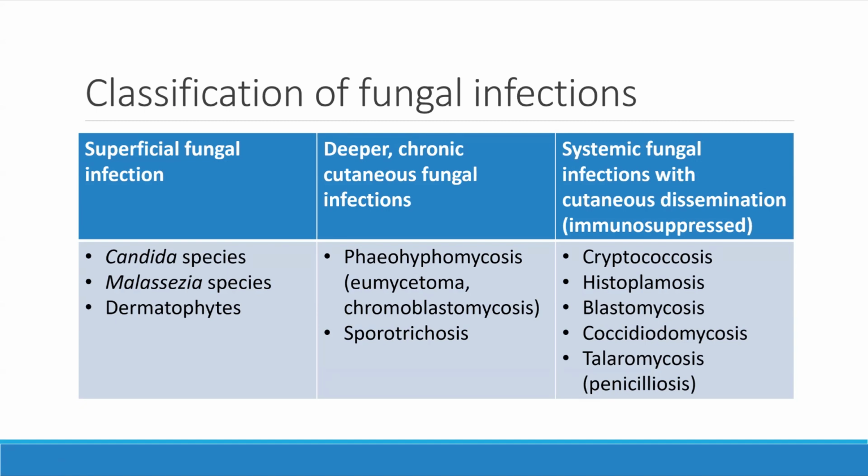Second category is deeper chronic cutaneous fungal infections such as phaeohyphomycosis, example eumycetoma or chromoblastomycosis, as well as sporotrichosis. And lastly, the third category is systemic fungal infections with cutaneous dissemination, and this often affects the immunocompromised patients. Examples are cryptococcosis, histoplasmosis, blastomycosis, coccidioidomycosis, as well as thalaromycosis, which is what used to be known as penicillosis.